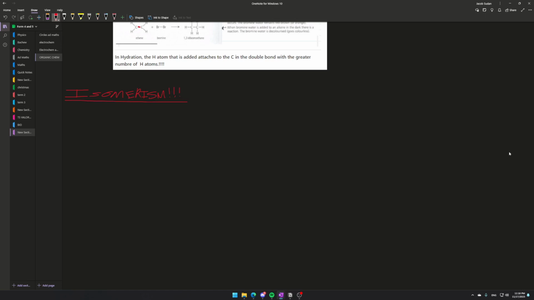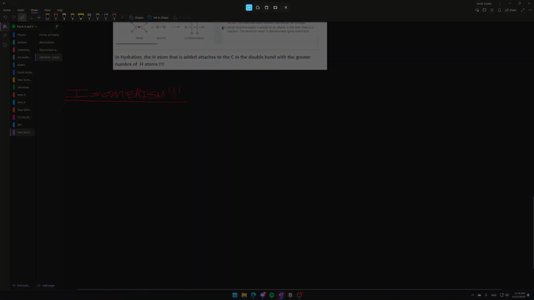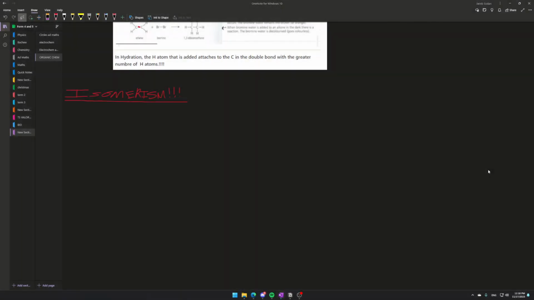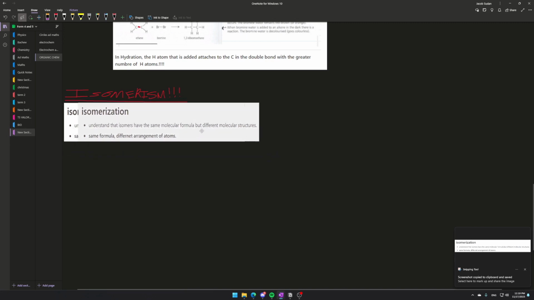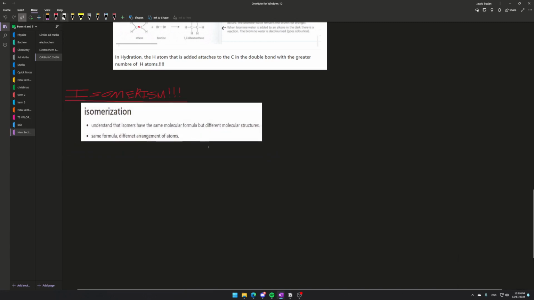Isomerism. Isomers are somewhat interesting, but it's not difficult at all. There's two main things. Isomerization. I'm pretty tired, but I'll still do it. Isomerism. We must understand that isomers have the same molecular formula, but different molecular structures.